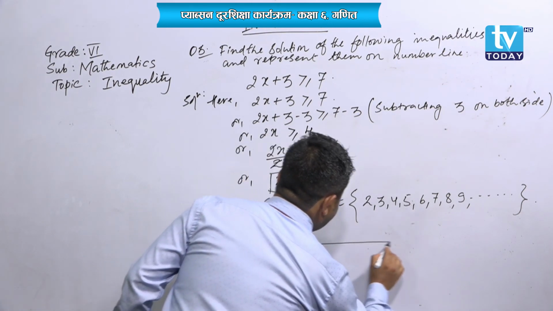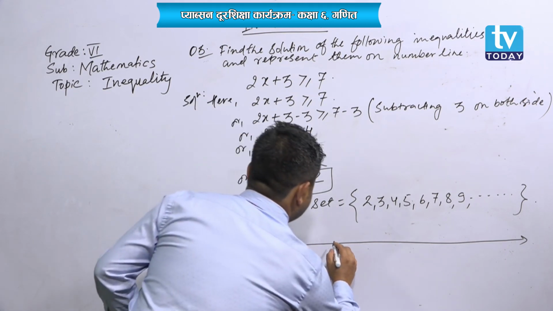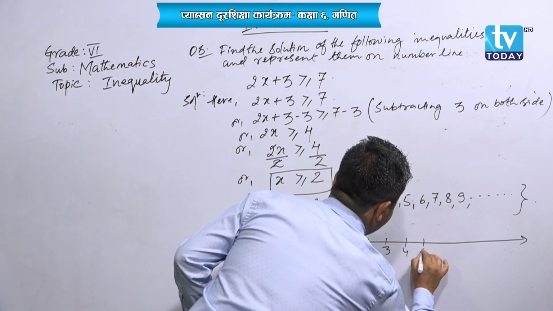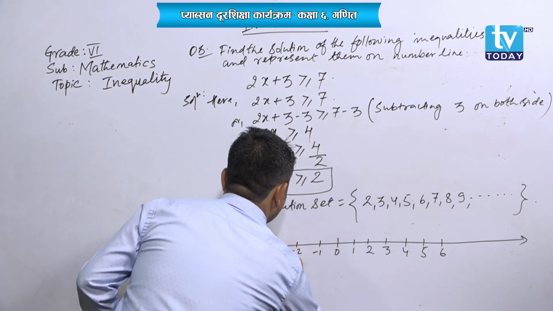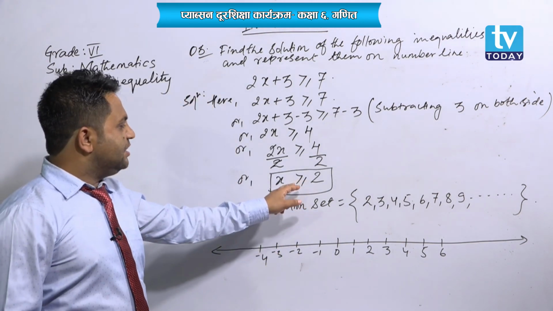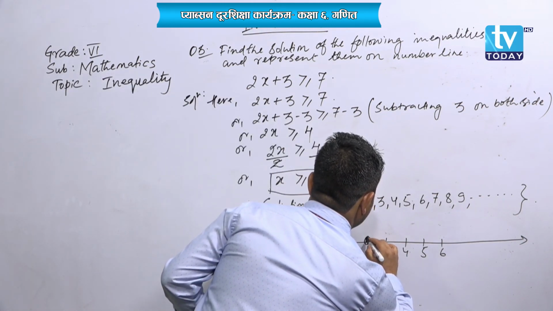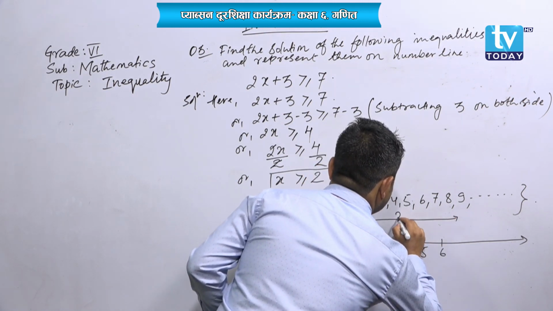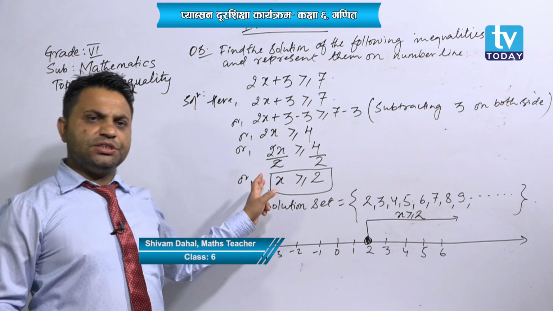In this way you have to represent it in number line: 0, 1, 2, 3, 4, 5, 6, minus 1, minus 2, minus 3, minus 4. Here the value of x is greater than equals to 2, so you have to use a dark circle. x is greater than equals to 2. All right. Understood this?